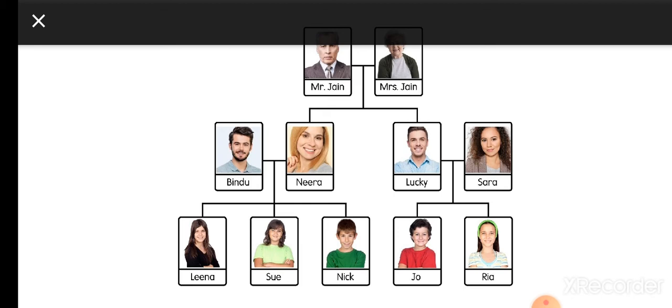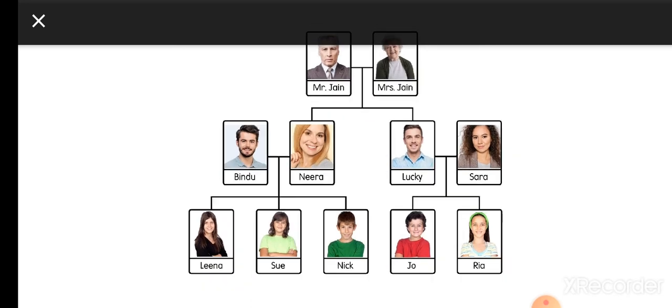So Bindu and Neera are the uncle and aunt, because you can see Neera is the sister of Lucky, and her husband Bindu is the uncle, and they have 3 kids. They become the cousins. So now in your notebook you will write Joe's father's name, Joe's mother's name. Then you write Joe's cousins' names. Who are the cousins of Joe? Very good, children. Lena, Sue and Nick.